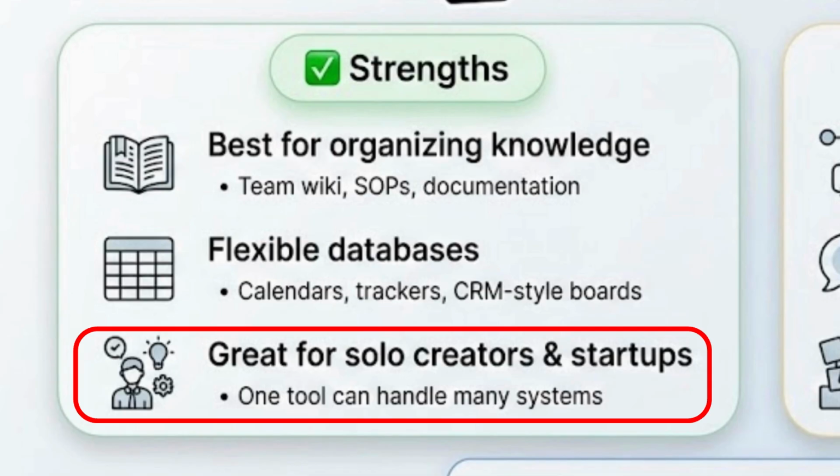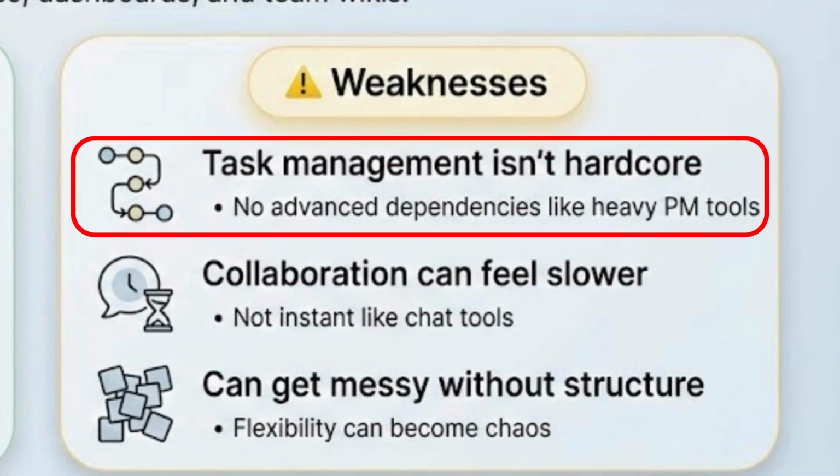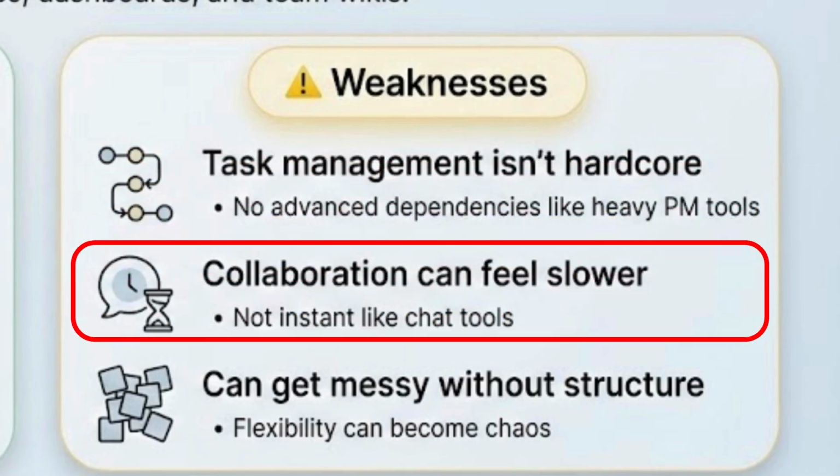But Notion is not perfect. First, it's not hardcore task management. Yes, you can make task boards, checklists, deadlines, all that. But compared to something like ClickUp or Jira, Notion doesn't have the deep project management power like dependencies, split workflows, advanced reporting. Second weakness is real-time collaboration.